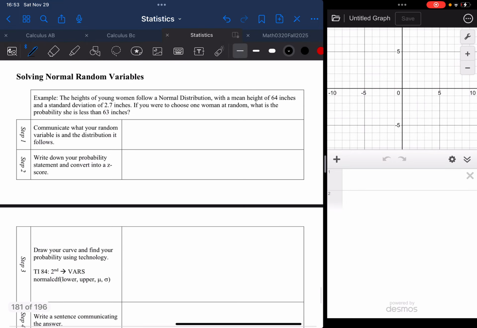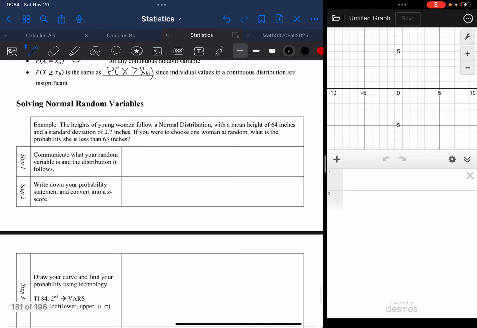So let's look at an example. It says the heights of young women follow a normal distribution with a mean height of 64 inches and a standard deviation of 2.7 inches. If you were to choose one woman at random, what is the probability she is less than 63 inches?